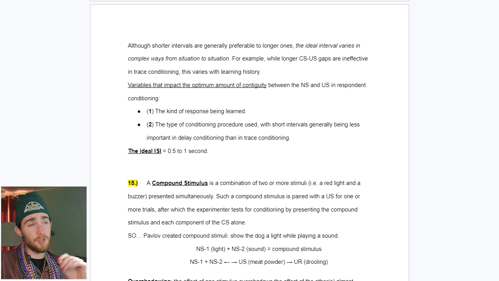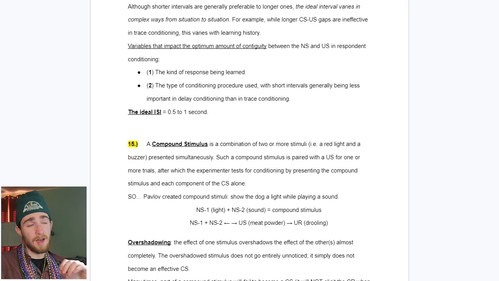Although shorter intervals are generally preferable to longer ones, the ideal interval varies in complex ways from situation to situation. So really, it just depends on the situation you're working with. The two variables that impact the optimum amount of contiguity between the neutral stimulus and the unconditioned stimulus in respondent conditioning are 1, the kind of response being learned, and 2, the type of conditioning procedure used, with short intervals generally being less important in delay conditioning than in trace conditioning. Now, the ideal interstimulus interval is half a second to 1 second.